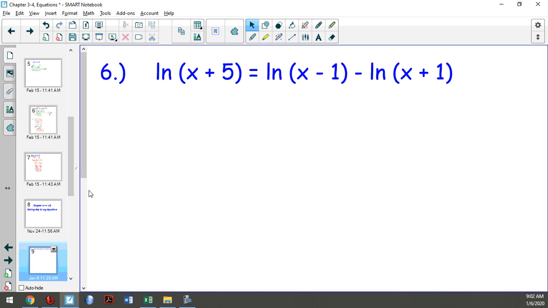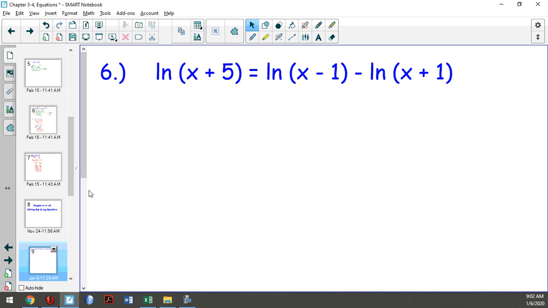Okay, we're going to do number 6 together. Now, if you look at number 6 on your paper, what do you notice about number 6? A lot of natural logs. How many are on the left-hand side? On the left-hand side, there's 1. On the right-hand side, there are 2. We all understand that. Okay?